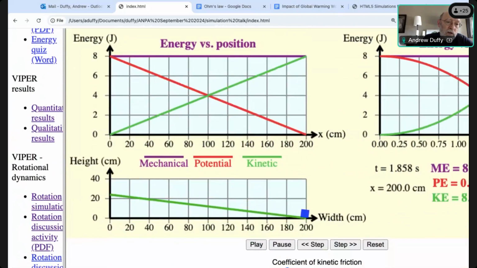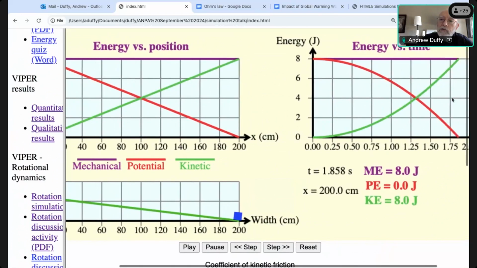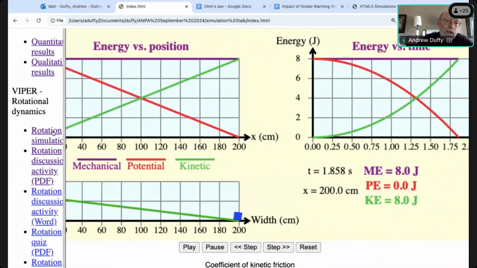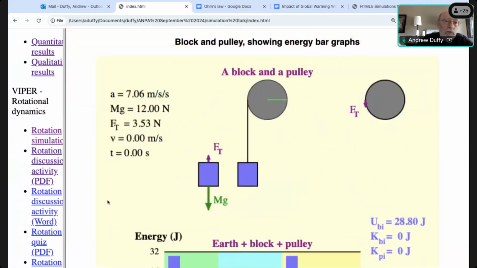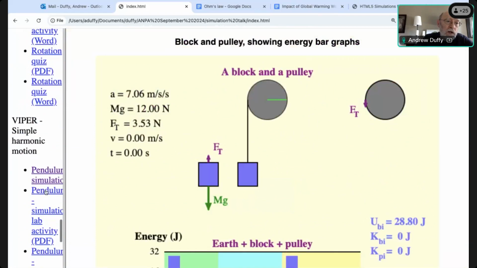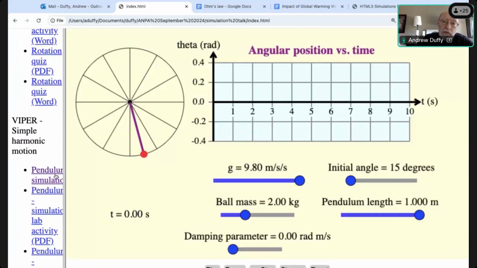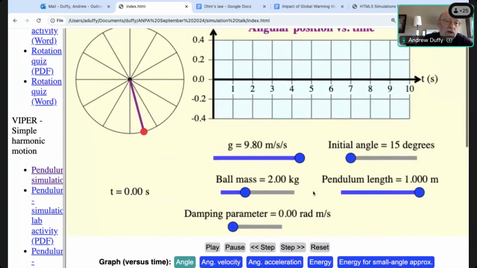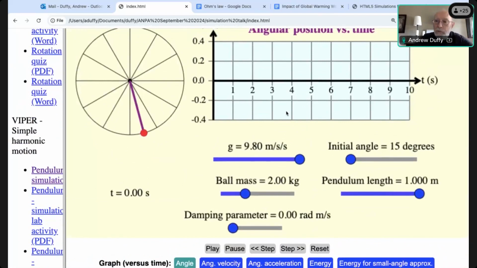We have a rotational dynamics simulation. This one, I like the one that's on the screen because you can see energy versus time is quadratic, energy versus position is linear. So we like doing that. Here's a rotation one, which is about a block and a pulley. Oh my goodness, this one is crazy. There's so much going on with this. We can talk about that. Let me just stop for at least a few minutes and see if there are any questions.